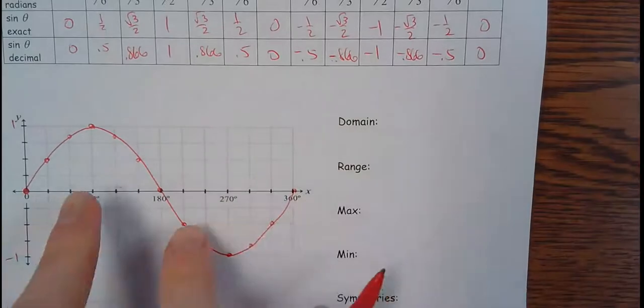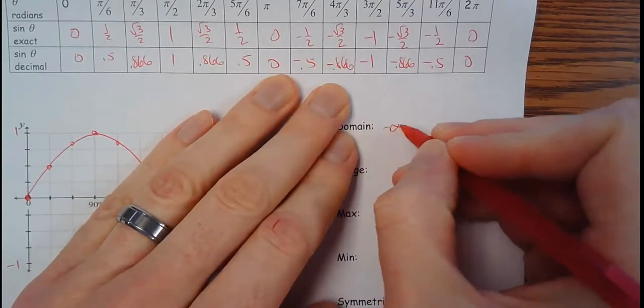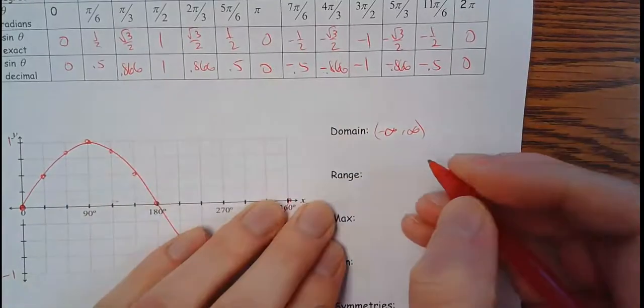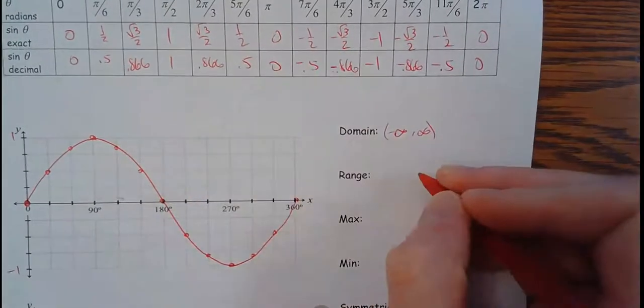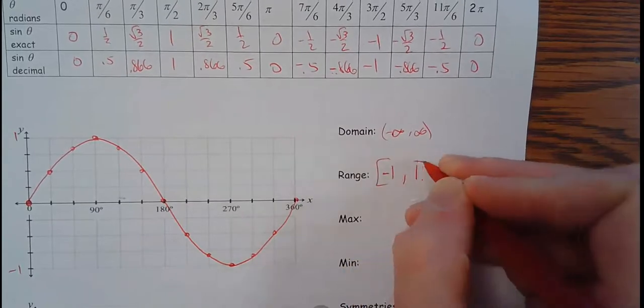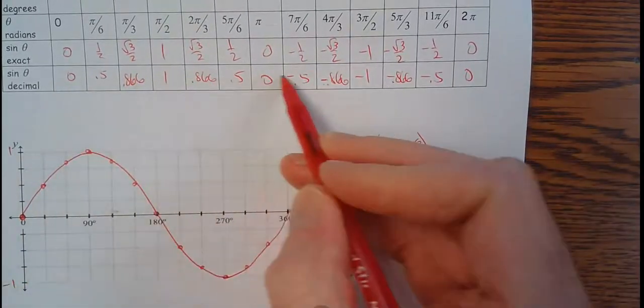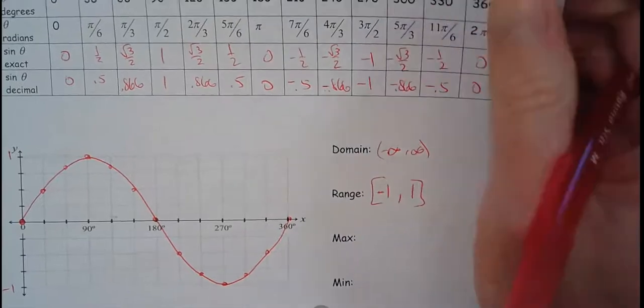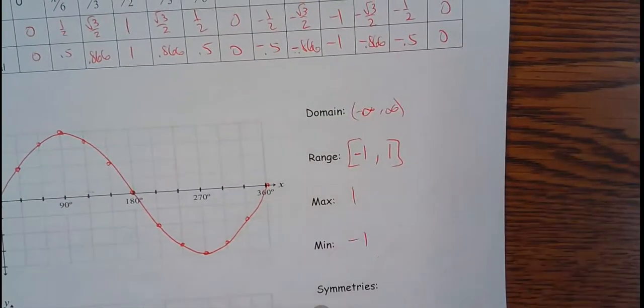So domain, same thing. This just keeps going forever in both directions, so negative infinity to infinity. The range, again, the highest it ever gets is 1. The lowest it ever gets is -1. They're actually included because they're down here, they're in the domain. Those numbers are in there. The max is 1. The min is -1.